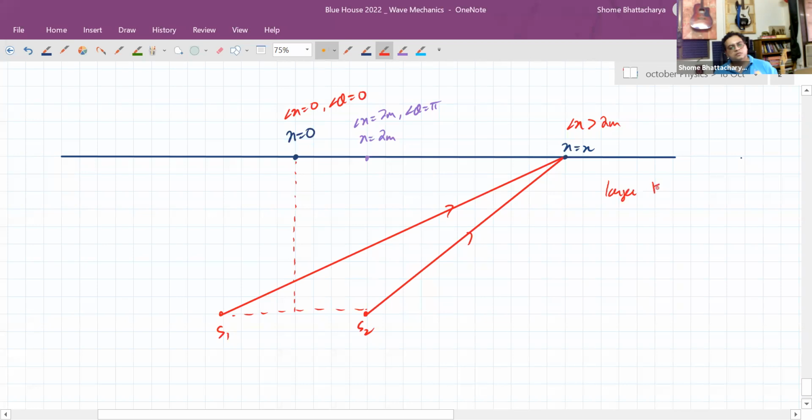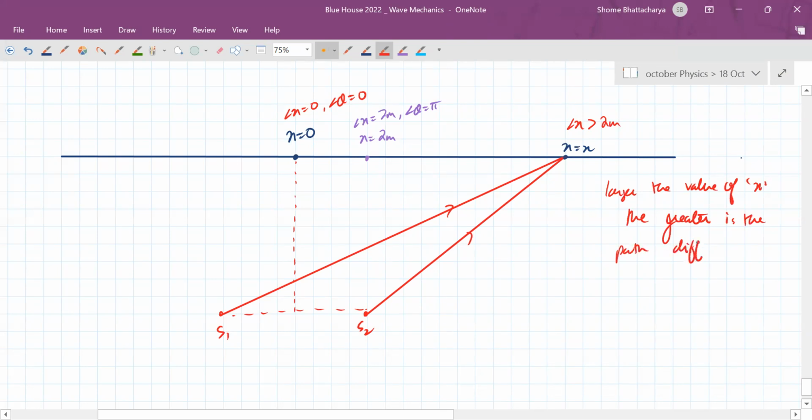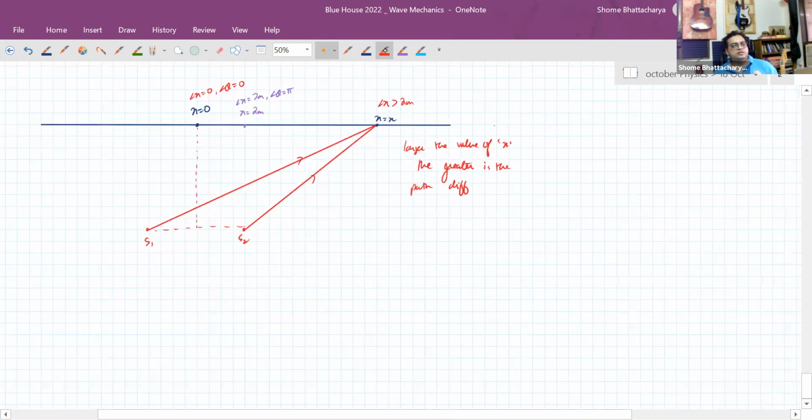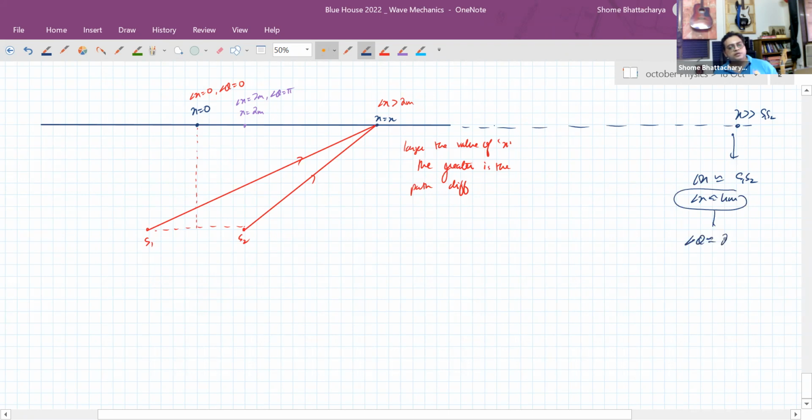So the larger the value of x, the greater is the path difference. Now if we imagine that we've gone to a point very, very far away, where x is very large compared to the distance S1S2, what will happen? My path difference will almost become equal to S1S2, because these two lines will almost become parallel to the x-axis. So the path difference will almost become equal to 4 meters. Here the phase difference will almost become 2 pi, because lambda was equal to 4 meters.